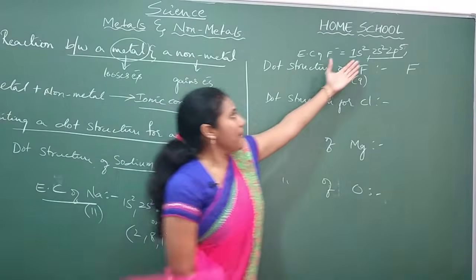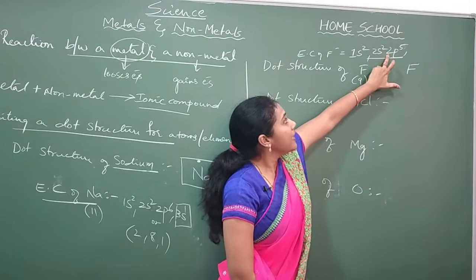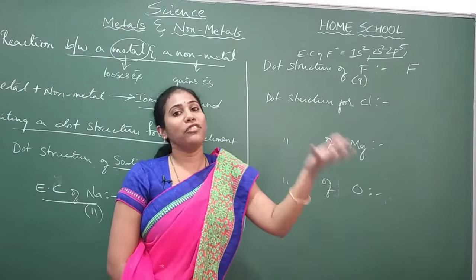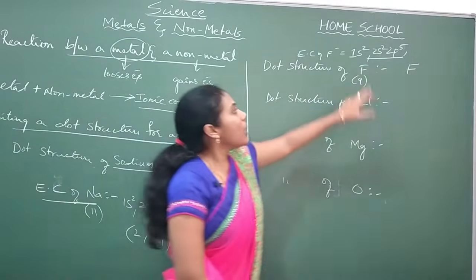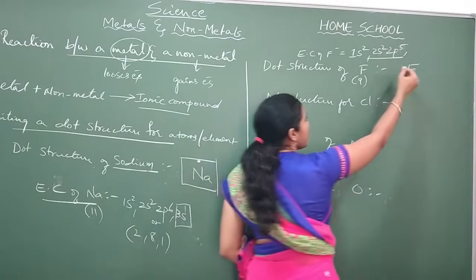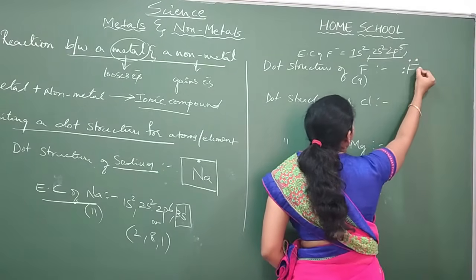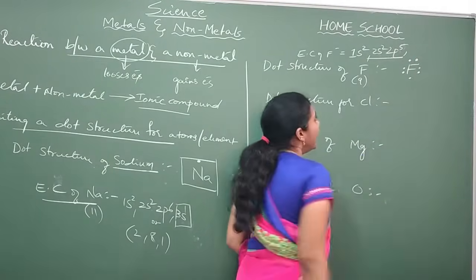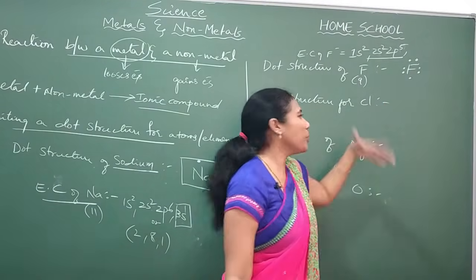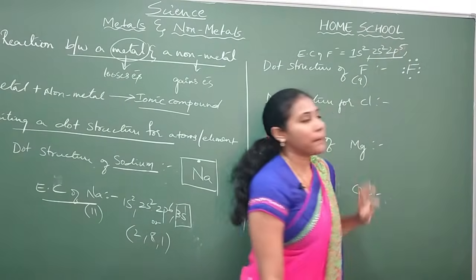So which is the main last shell? Second shell. In the second shell you have 2 subshells, so both the subshells' electrons you have to count. How many electrons are there here? 5 plus 2, 7. So you put 7 dots: 1, 2, 3, 4, 5, 6, 7. Take 2 electrons as a pair and keep putting the dots. Don't arrange however you want. Take 2 electrons as a pair and nicely represent them.